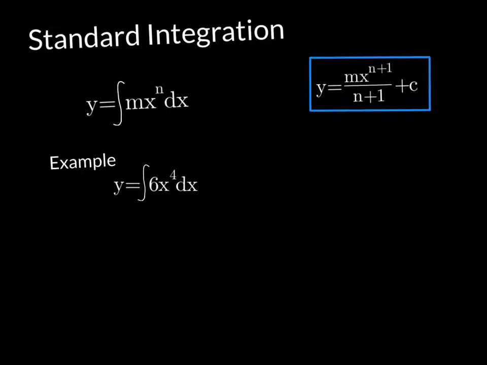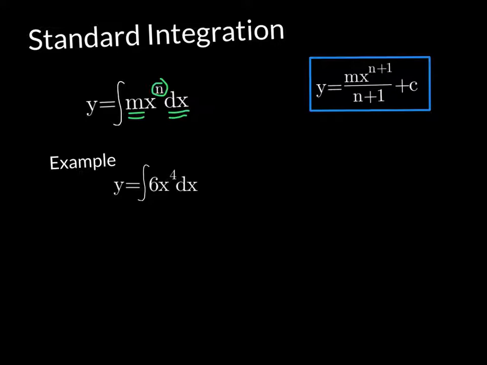So let's say that we want to integrate a standard polynomial function, which is represented here as y being equal to the integral of m times x to the power of n dx. So m is just some arbitrary coefficient, some arbitrary number. n is the power of x, and then dx at the end means that we are integrating with respect to x.